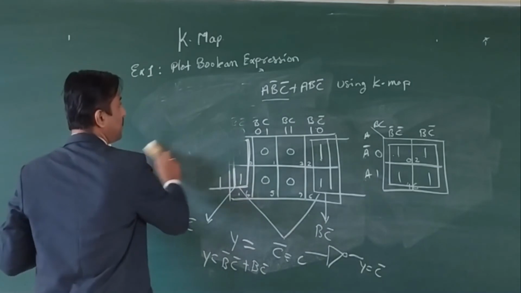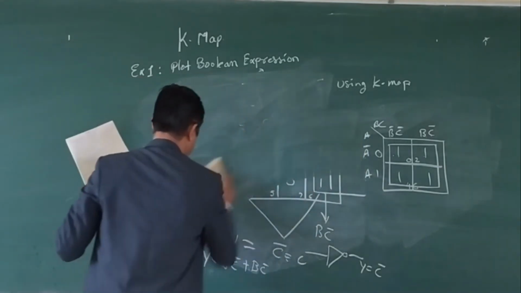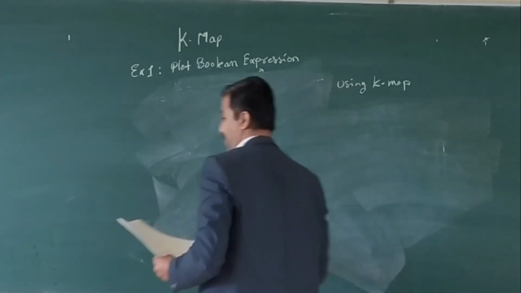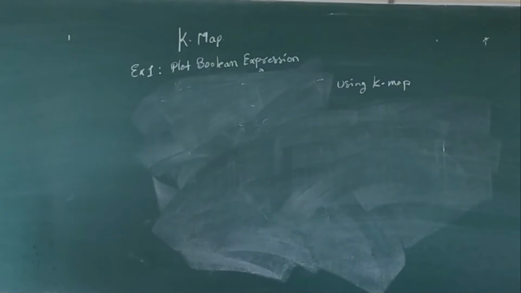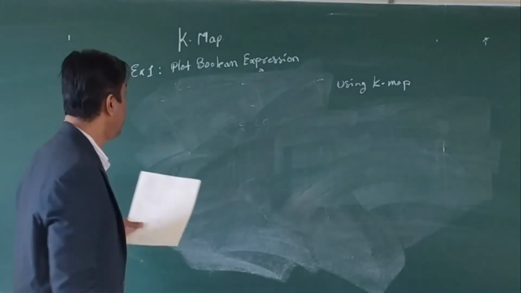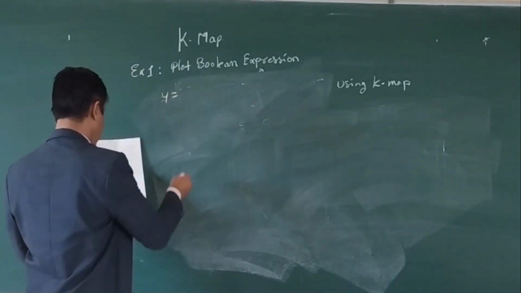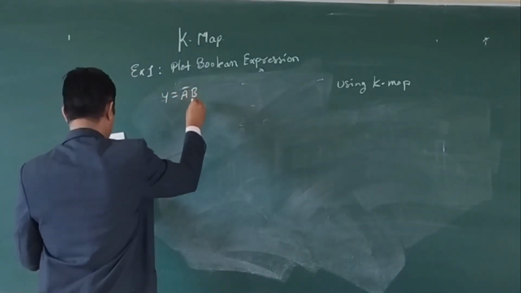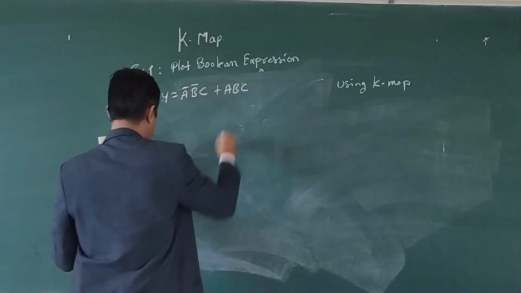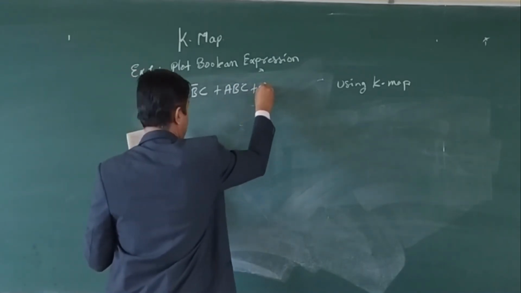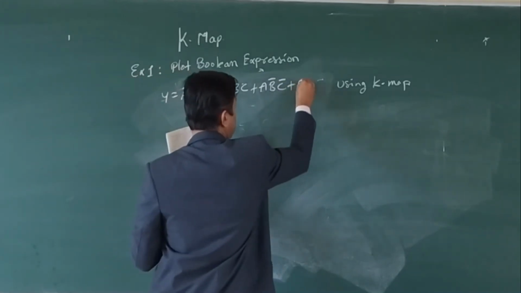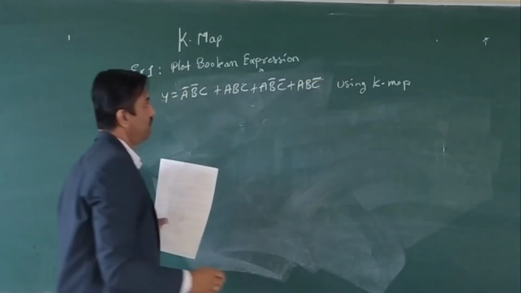Okay, the next example we are going to try out, note down: plot a K-map for the following Boolean expression. So y is equal to A bar B bar C plus A B C plus A B bar C bar plus A B C bar, using K-map.